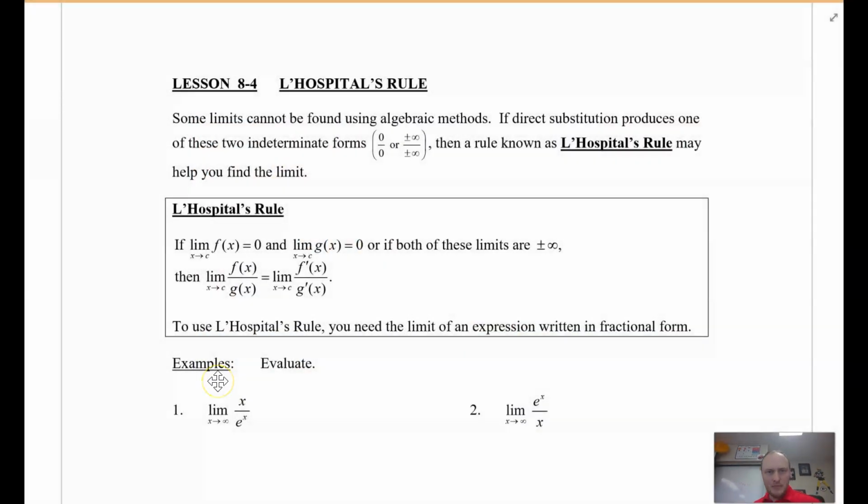So some limits cannot be found using algebraic methods. If direct substitution produces one of these two indeterminate forms, and here they are, 0 over 0 or plus or minus infinity over plus or minus infinity, then a rule known as L'Hopital's rule may help you find the limit.